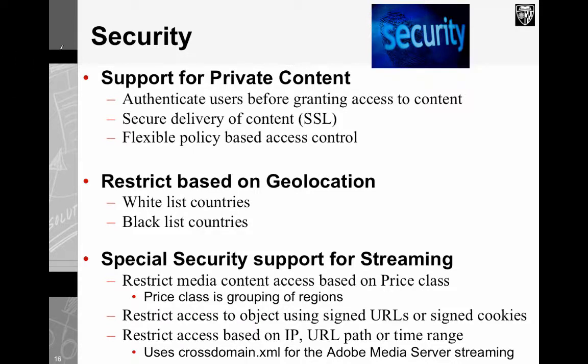There is also support for private content. You can authenticate users before granting them access to the content. Secure delivery over SSL, we talked about that. Flexible policy-based access control. You can have an access control policy that says who the users are. Use tokens in order to give them access to the content. You can restrict users based upon geolocation. You can whitelist countries. You can blacklist countries. We kind of saw that when we did the demo.